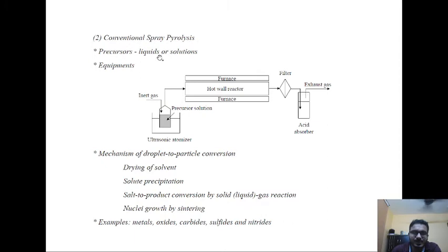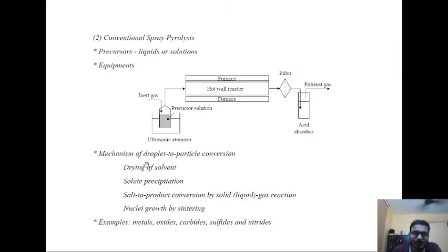So here precursors are liquids or solutions, and the equipment is given over here. On the left hand side we have an ultrasonic atomizer, which has inert gas at the top and precursor solution at the bottom. This is taken into a hot wall reactor surrounded by the furnace, and then through the filter we have an acid absorber, and there will be an exhaust gas over here. So this is the way we have conventional spray pyrolysis.